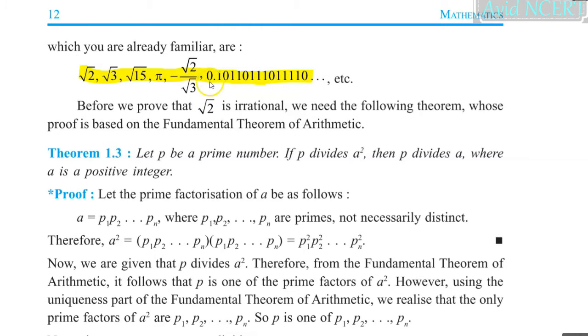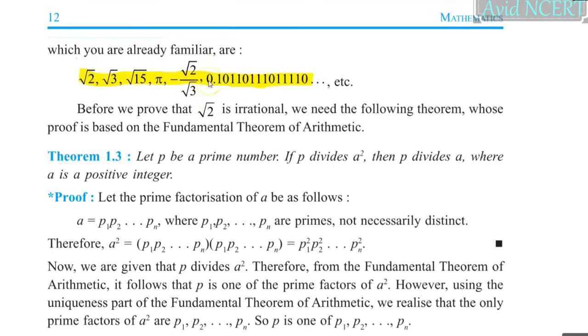In this case, 0.10110111011, this is a decimal number that doesn't terminate and doesn't repeat. It just keeps on going. So this type of number is known as an irrational number.